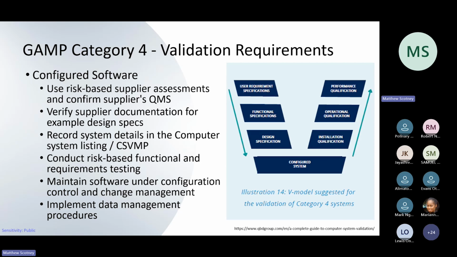So again, we've still got some sort of risk assessment. We want to be looking at what this product or what this computer system is doing. How does it impact on product quality? How does it impact on data integrity? And then we're going to assess the supplier based on that complexity. So if it's a really important system, if it's used for critical data, we're potentially going to go in and we're going to do an audit of the supplier.